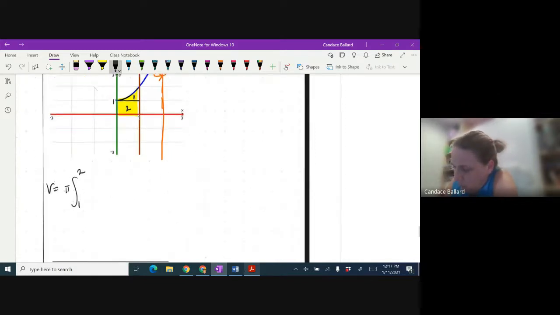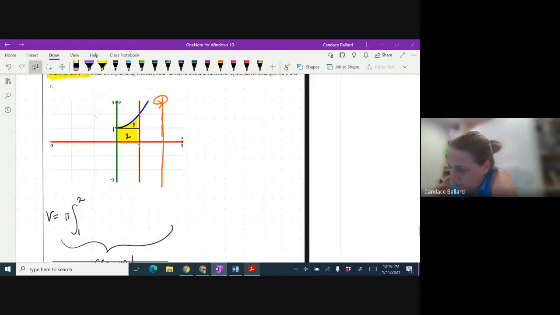Okay, and this is just going to be region 1. So you have to look at it again. We want to look for the function that is further away from your axis of revolution. So is it the blue curve or the brown line? Which one's further away from your axis of revolution, the blue curve or the brown line?